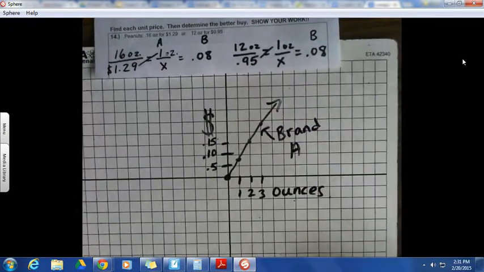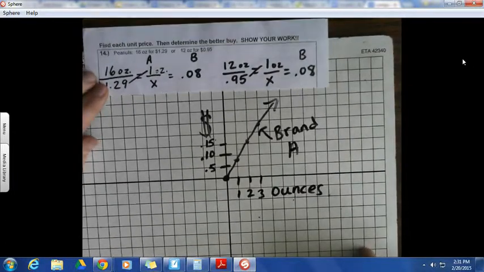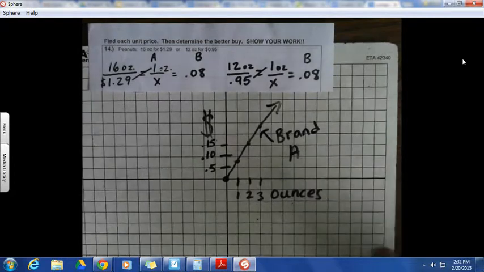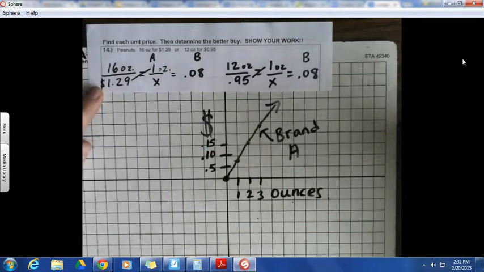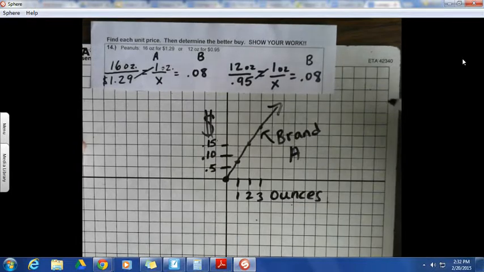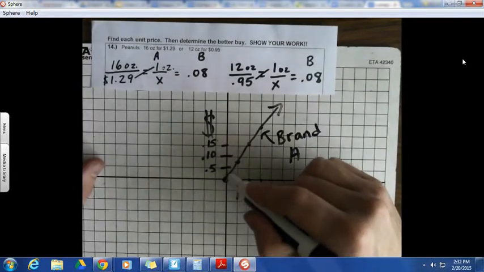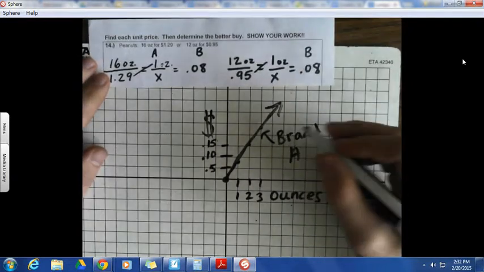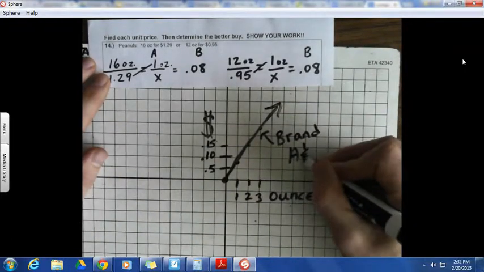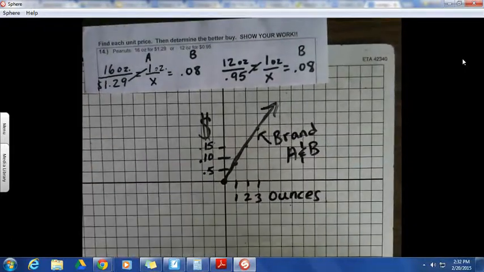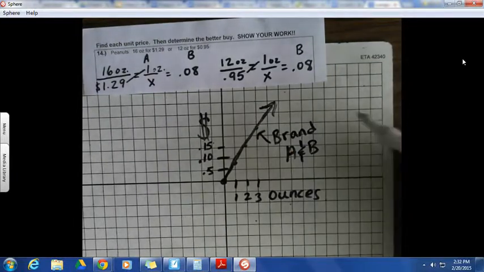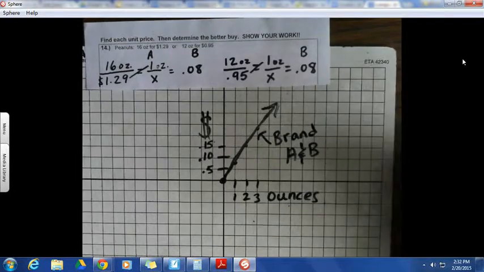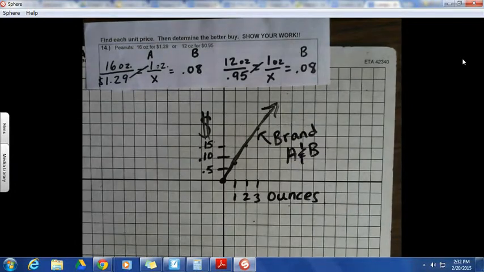Now, we calculated the unit rate for 2 different types of peanuts, brand A and brand B, and they came out to be the same unit rate. So our lines are going to be right on top of each other because they cost the same amount. So this is brand A and B. In this case, the lines wound up right on top of one another because the unit rates were the same. However, on your example, the unit rates will be different, so your lines will look different. But that's how you calculate unit rate and how you graph unit rate.